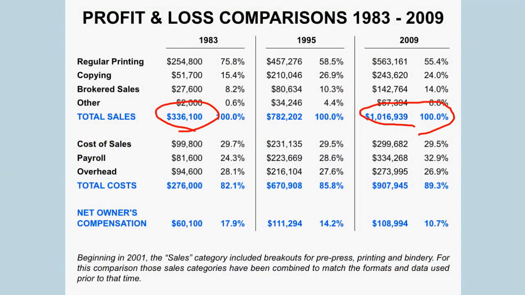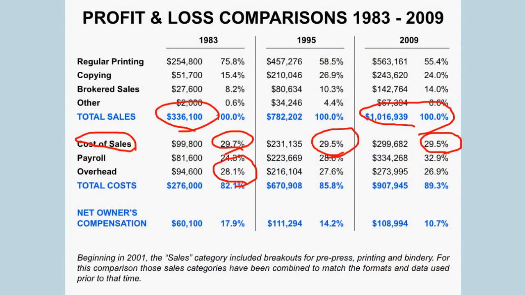But more important are the key ratios, and once again, we're going to get into the ratios of the very best compared to the very worst. But if we look at the average across the board in this industry, we're going to look at three critical subcategories of expenses. We're going to look at cost of sales. Cost of sales was running 29.7. Forget the dollars for right now. That's really not that important. 29.7% in 1983. It dropped a little bit, 29.5% in 1995. And in 2009, it was 29.5, exactly what it was 15 years ago.